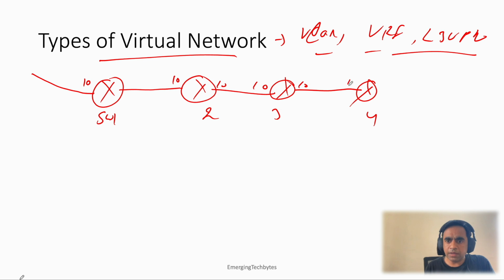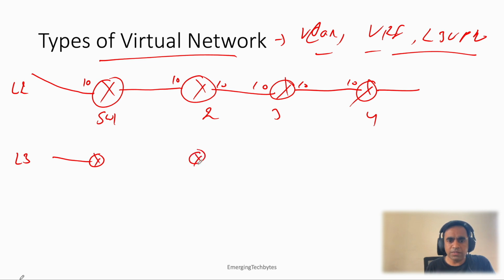And then here as well, to have that end-to-end communication. Same way, if I want to configure layer 3 VPN, or if I want to configure another VLAN, I need to follow the same steps. So this is for layer 2. Now let's come to layer 3.